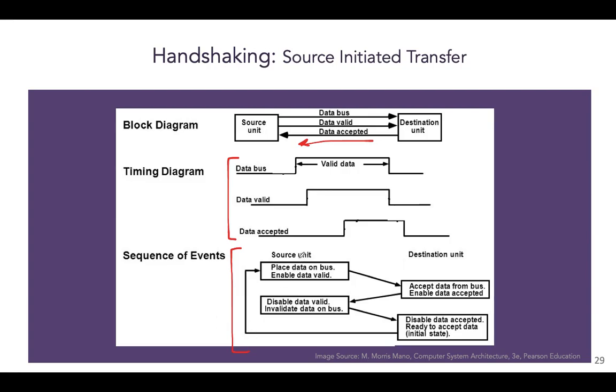So the source unit places the data on the bus and enables the data valid line. On the destination unit side, the destination unit accepts the data from the bus and enables the data accepted line, right? When the source unit receives the acknowledgement, it disables the data valid line and then invalidates the data on the bus. All right. And then when the destination unit sees what the source unit has done, it disables the data accepted line and is ready to accept more data. So it goes back into its initial state and then the transfer can continue again.